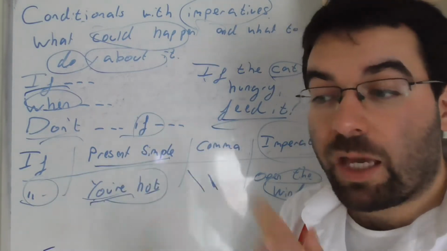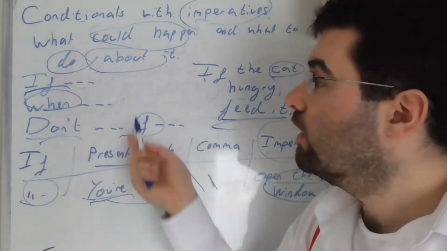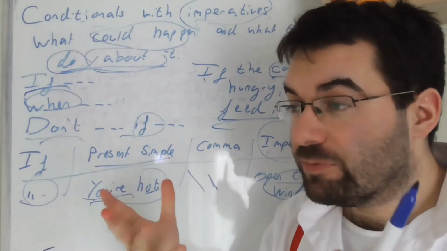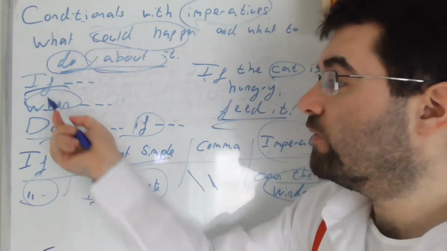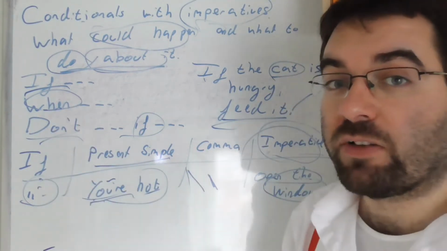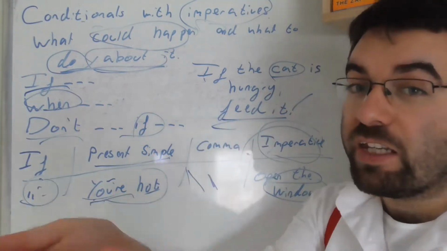Imperatives, so if something's happening, what to do about it? Action. What action do you take? Well, we'll figure it out, won't we? If something, comma, then imperative. Do something else. If the cat is hungry, feed it.